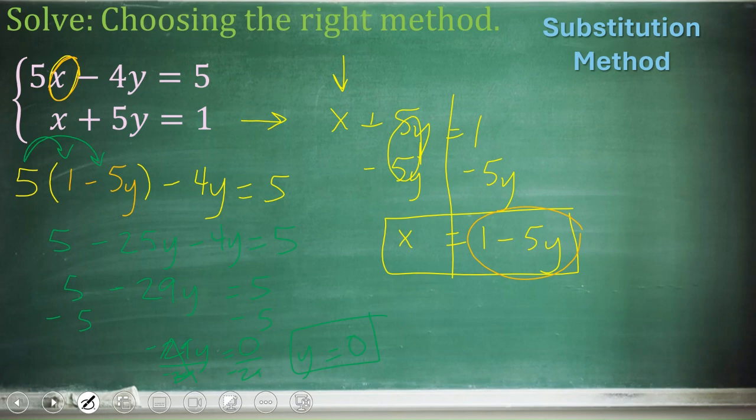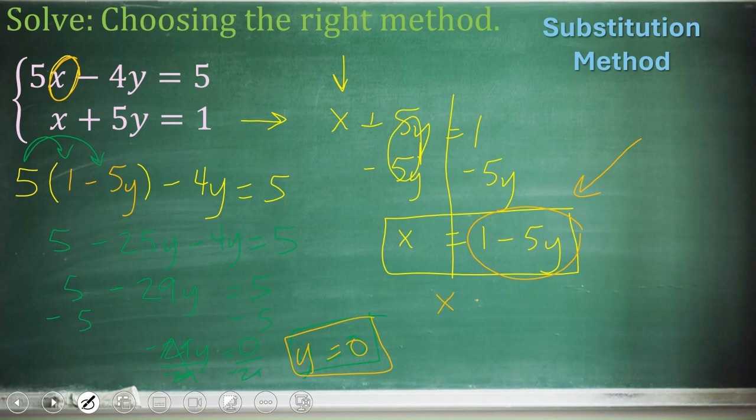But we're not done yet because we still need to figure out what x is. So everywhere I see y, I'm going to make this a little darker. Everywhere I see y in this equation, and I'm using this equation because x is already solved for, it's by itself on its own side, I'm going to substitute 0.